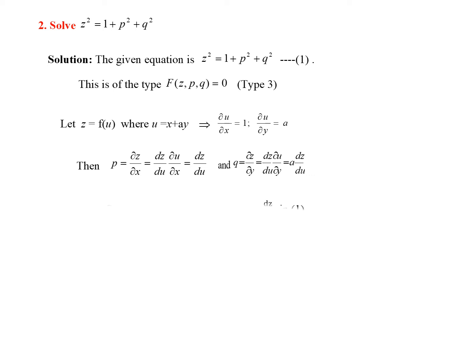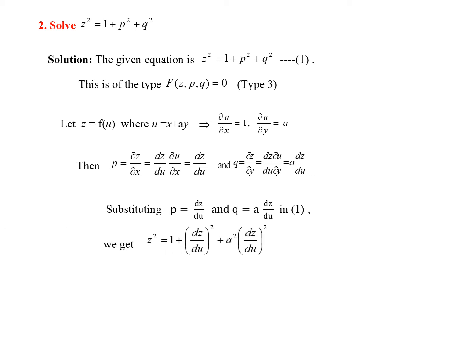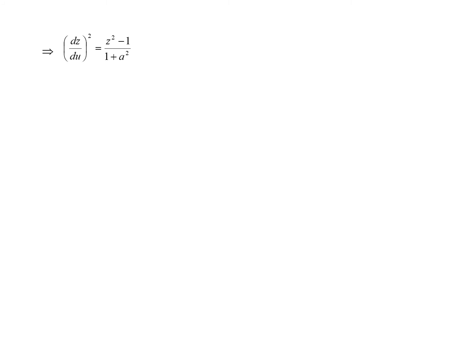Now substituting these values of p and q in the given equation, we have z squared equal to 1 plus p squared plus q squared. In the place of p squared, we have dz by du the whole squared, plus in the place of q squared, we have a squared dz by du the whole squared. From here, z squared minus 1 equal to, taking dz by du whole squared as a common term, into 1 plus a squared. Hence, we have dz by du the whole squared equal to z squared minus 1 by 1 plus a squared. Taking square root, we have the value of dz by du like this.